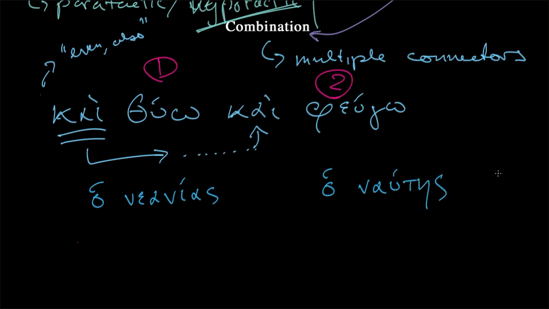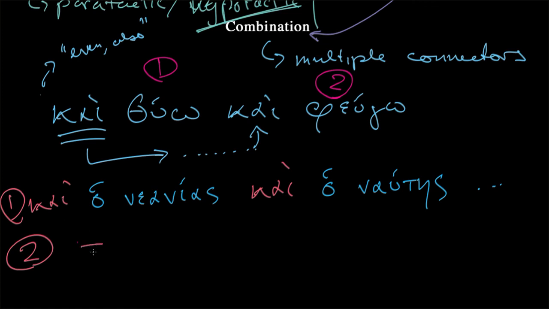So we have the young man and the sailor, and they're going to do something. Well, it doesn't really matter what they do. Let's just make it so we can do exactly what we just did. Kai, kai, both and. So let's call that option number 1. Option number 2 is going to involve changing one of these kais into te, namely the first one.